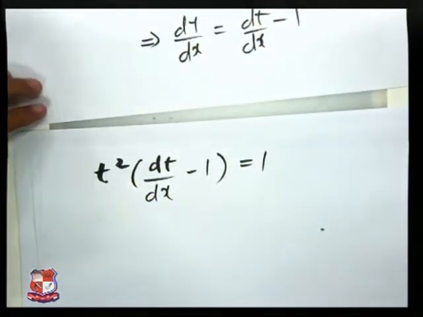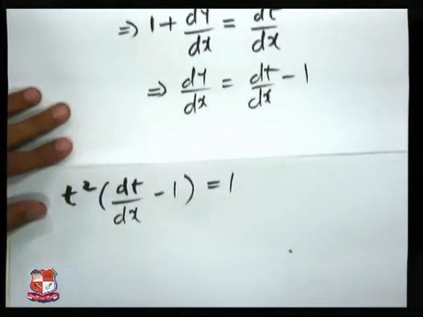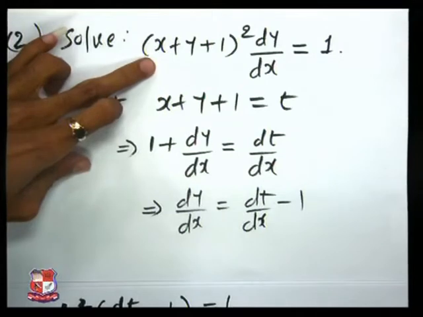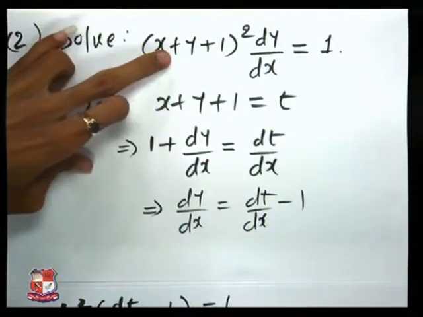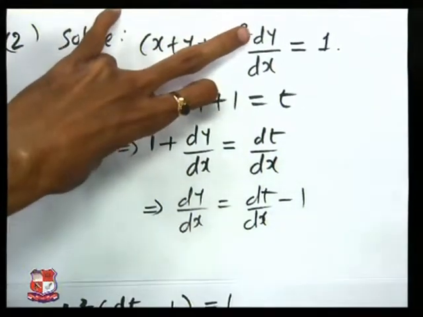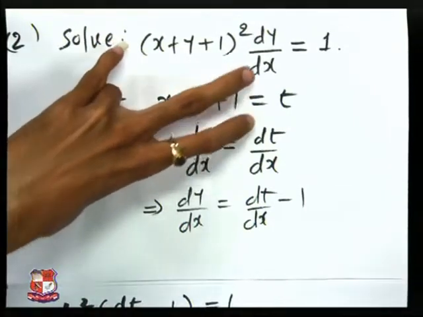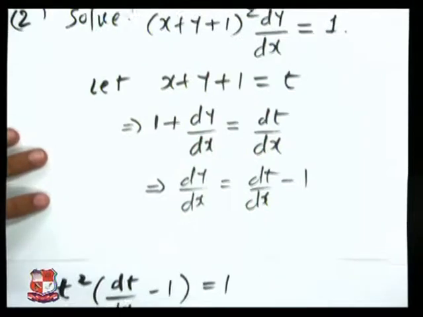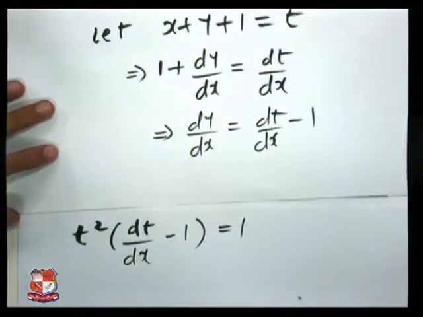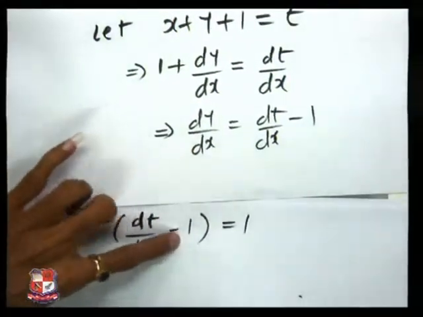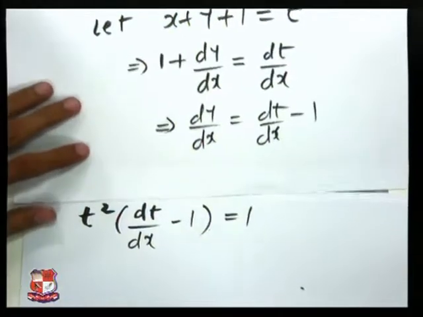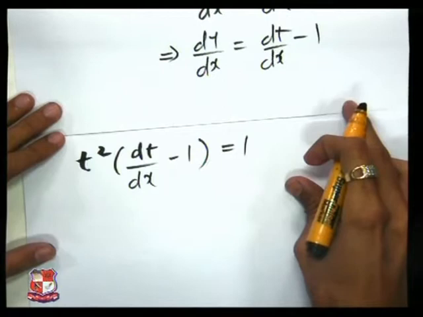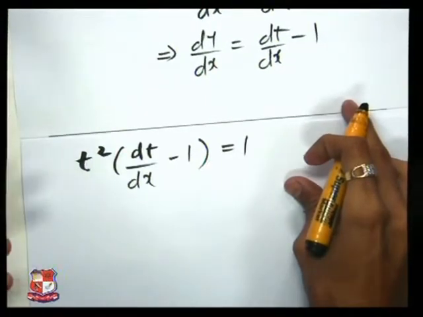Again I want to show you the main question, that is x plus y plus 1 whole square into dy by dx is equal to 1. This is equal to t square into dt by dx minus 1, this is the dy by dx value, and is equal to 1. So I will get t square into dt by dx minus 1 is equal to 1. This is after substitution of t instead of x plus y plus 1.